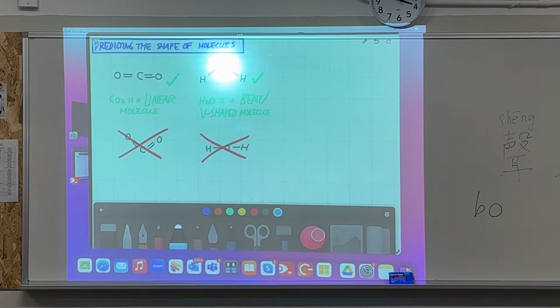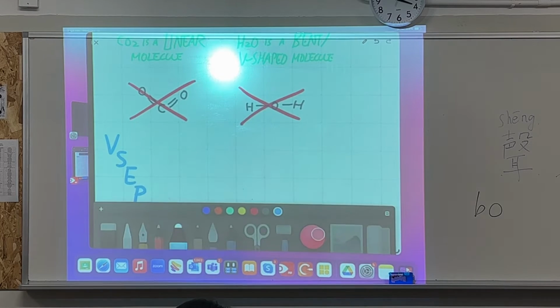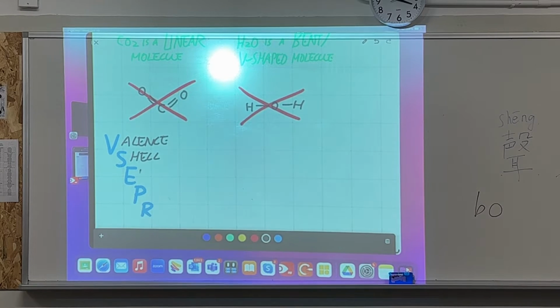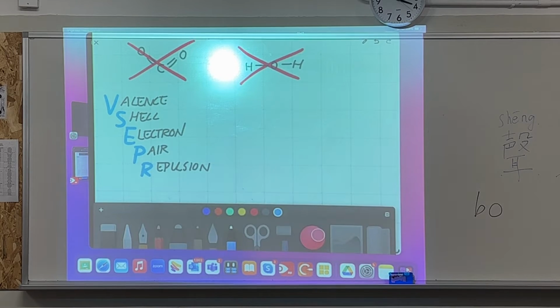The name of this theory is called VSEPR theory, or VSEPR. I know this word cannot be pronounced, but we were just forcing a name out of these five letters. Valence shell. The name of this theory is unimportant. It's how you apply it that is important. So if you can't remember what these five words stand for, forget about it. Just know how this is applied. We call it VSEPR theory.